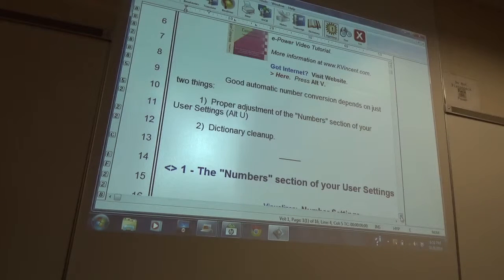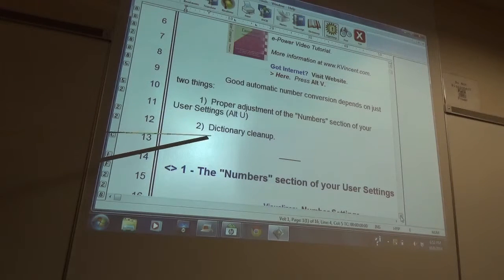Something that's really important in this number section is two things. The proper adjustment of the numbers section in the user settings. So if you go and do it now, push Alt U. Everyone, Alt U. If you're awake. You awake? You all? Did you Alt U? All right. And you're going to see the numbers section right there. Okay? That's how you go to it, and that's what they're talking about here. That's the numbers section of the user settings.